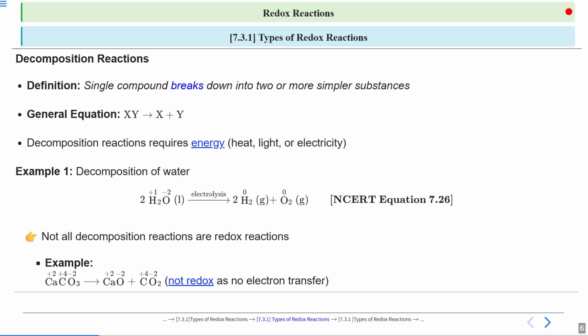In the second one, if you consider the oxidation states, you will find that calcium, oxygen and carbon all have the same oxidation state as they had in the reactant. That means there is no change in the oxidation number of carbon, calcium and oxygen. Therefore, there is no electron transfer, hence this cannot be considered a redox reaction. So I hope you have a clear idea about the decomposition reaction.